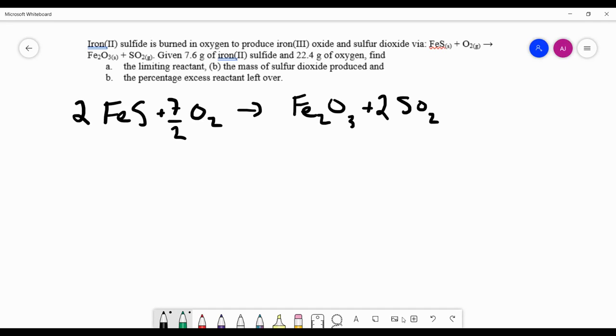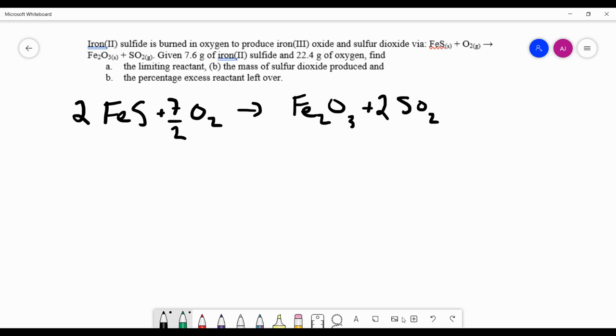Hi, everyone. I've received a few questions about solving question 8 from the limiting and excess reagent question sheet. So I thought I would go through this as a video tutorial. And if you're stuck on some other limiting reactant questions, hopefully this will be helpful for you as well in solving those.